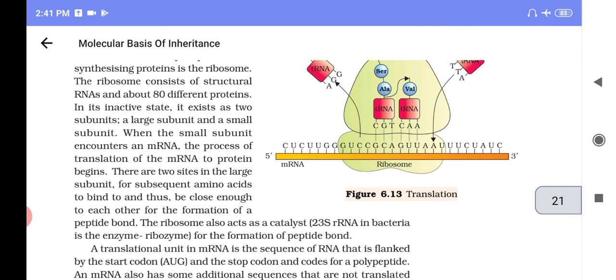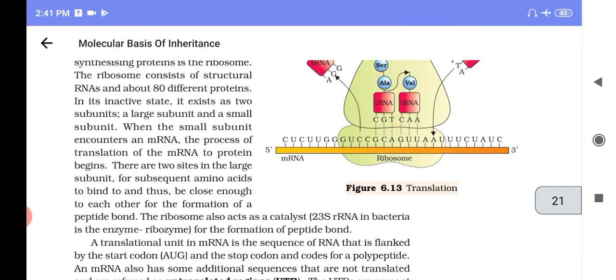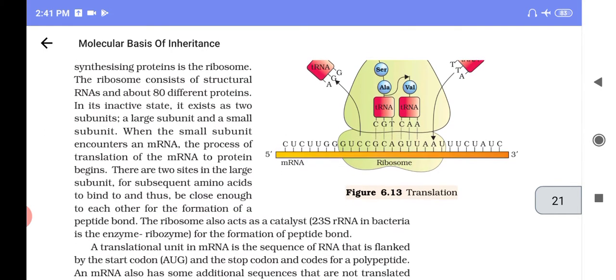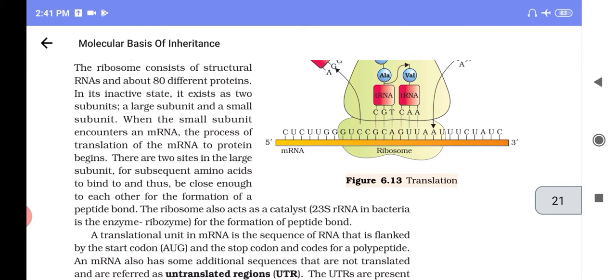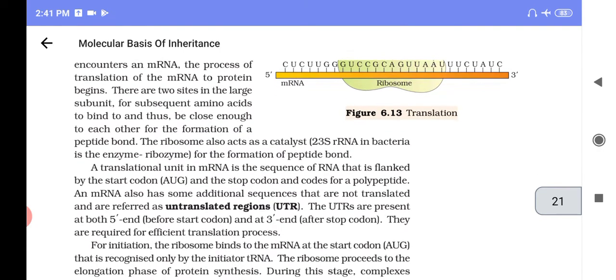There are two sites in the large subunit for subsequent amino acids to bind to and thus be close enough to each other for the formation of a peptide bond. The ribosome also acts as a catalyst. 23S rRNA in bacteria is the ribozyme, the enzyme for the formation of the peptide bond.